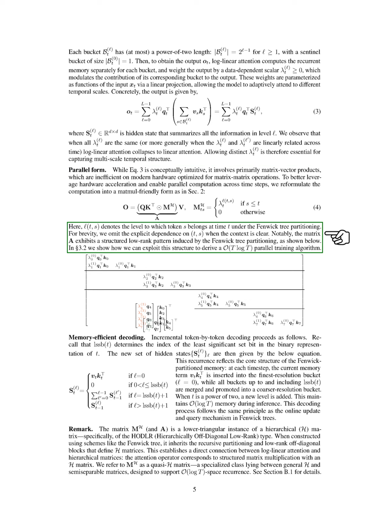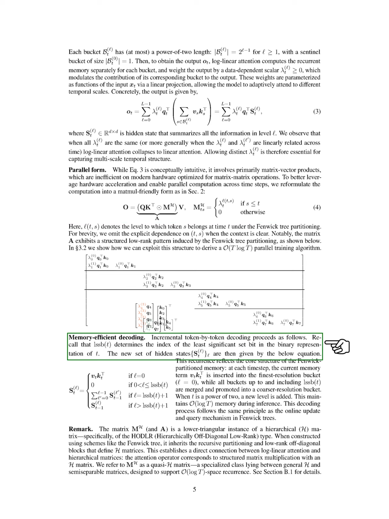Here, we denote the level of a token at a specific time under the Fenwick tree partitioning. For simplicity, we do not explicitly mention dependencies when the context is clear. The matrix we refer to shows a structured low-rank pattern due to the Fenwick tree partitioning, and we explain how to utilize this structure to create a parallel training algorithm.